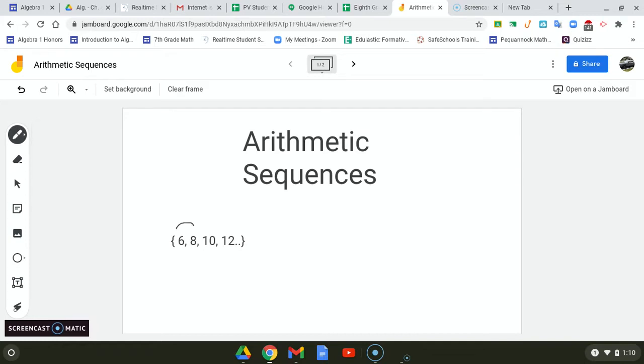So you can see starting at 6, going to 8, we would add 2. And from 8 to 10, we would also add 2. And then from 10 to 12, we would add 2. So that kind of verifies that this is, in fact, an arithmetic sequence. Now, what we're going to do with it is see how we can write this in order to be able to figure out what any of the terms are.